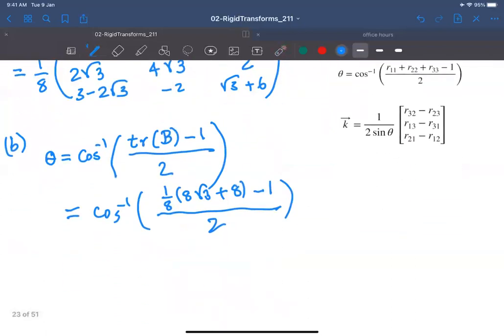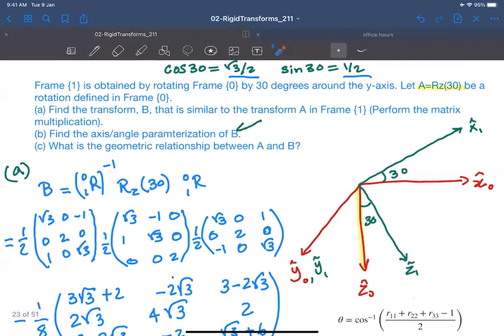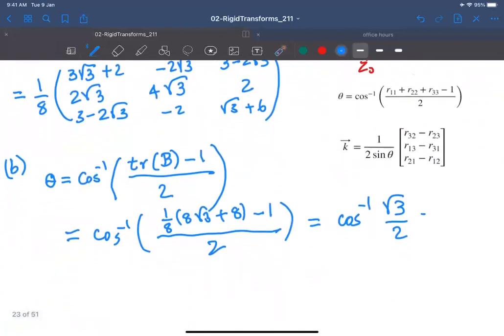And finally, this becomes what? Square root of 3 plus 1 minus 1. So that's cosine inverse of square root of 3 divided by 2, which is, what is the angle that has a cosine of root 3 over 2? You can see that from here. The angle is nothing but 30, because cosine of 30 is root 3 over 2. So theta is 30 degrees.